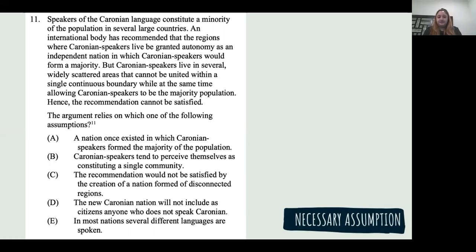Victoria, what's the conclusion? It's the conclusion, but Curonian speakers live in several widely scattered areas that cannot be united within a single continuous boundary. Why do you think that's a conclusion? I think that's the conclusion because it's basically stating the author's opinion and why this can't happen. I'm kind of second guessing myself now. I don't know if that's actually the conclusion, or maybe it's actually the last sentence. I know there's subsidiary conclusions and main conclusions, but I'm a little stuck on this one actually.